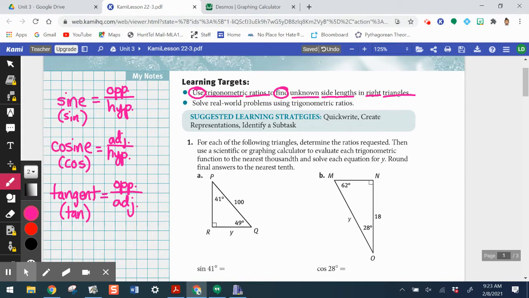We learned that if we had 2 out of the 3 sides of a right triangle, then we could use the Pythagorean Theorem to find a missing side. And now we're exploring how we can use trigonometric ratios to find unknown side lengths. Then we are going to solve real-world problems using those ratios. So we're going to put that information into some real-world context to see where this stuff exists in our lives.